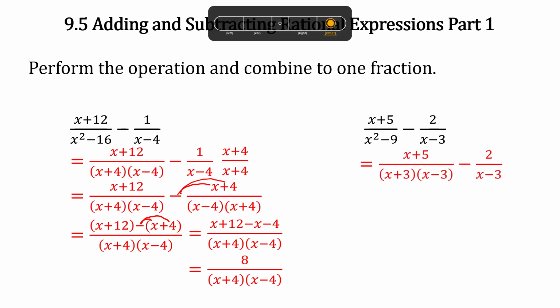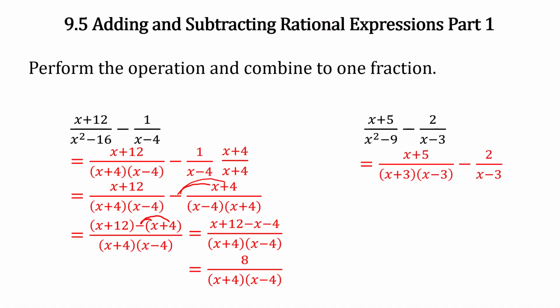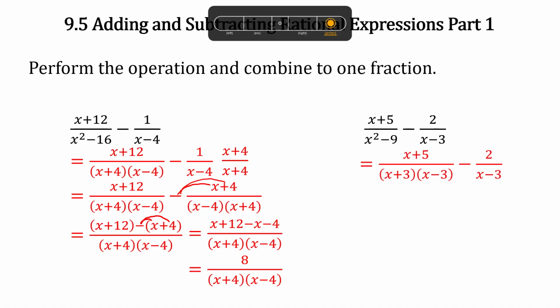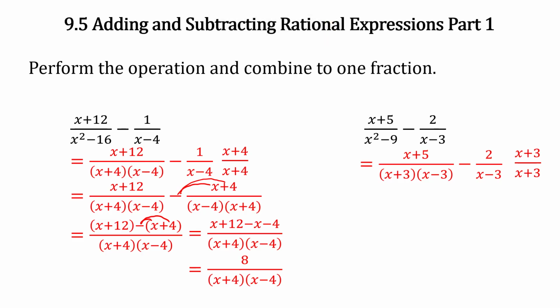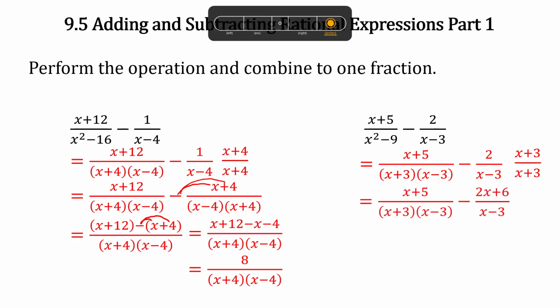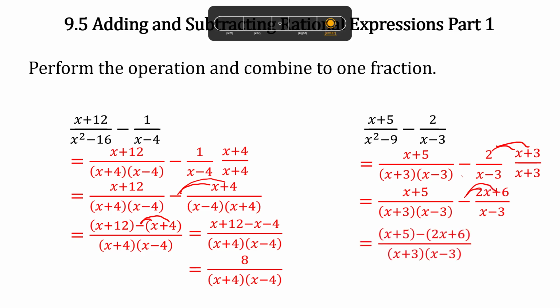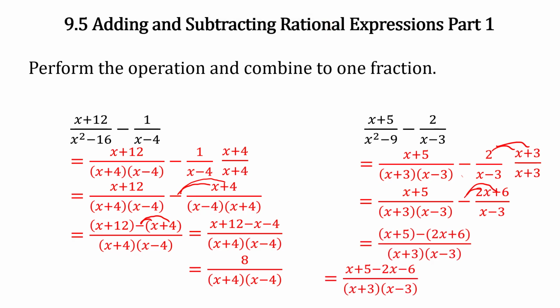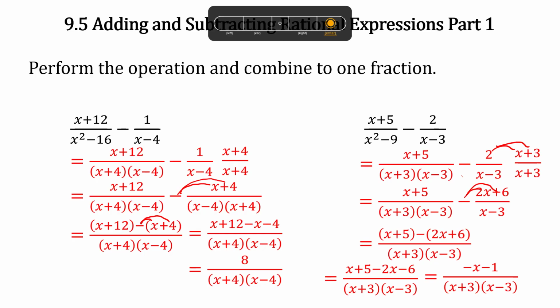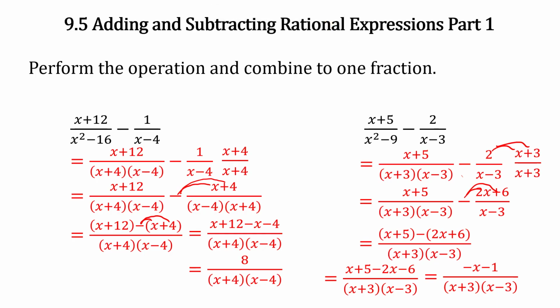Okay, so my common denominator is going to be x plus 3 times x minus 3. So I multiply the right by x plus 3 over x plus 3. So I'm going to get x plus 5 minus 2x plus 6, because I need to do this distribution. I did it in 2 steps. So x minus 2x is negative x. 5 minus 6 is negative 1, over x plus 3 times x minus 3.